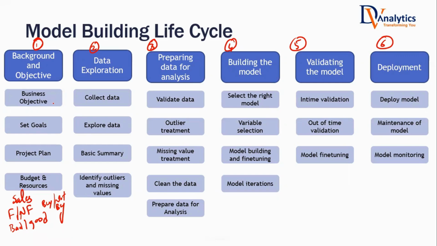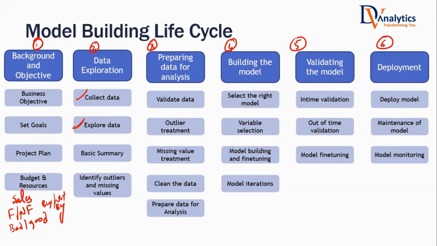The second step is, based on the objective, you collect the data. Sometimes you need to collect the data from internal sources. Sometimes you may have to collect the data from social media. Sometimes from bureaus. Sometimes from market research companies. Sometimes from different sources that are internally existing. Collect the data that will fulfill our business objective.